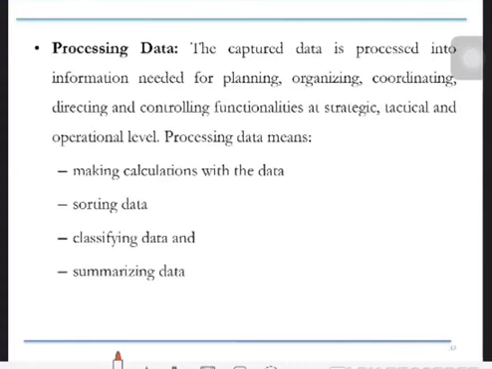Second, we have to process the data. The captured data is processed into information needed for planning, organizing, coordinating, directing, and control functions at the strategic level, that is the top level, at the tactical level, the mid level, and at the operational level. Processing means making calculations with the data, plus, minus, just like that. We have to sort the data, classify it, and summarize it, either in the form of a table or a graph.